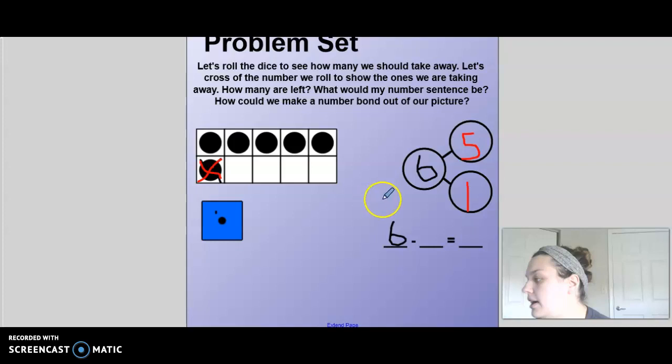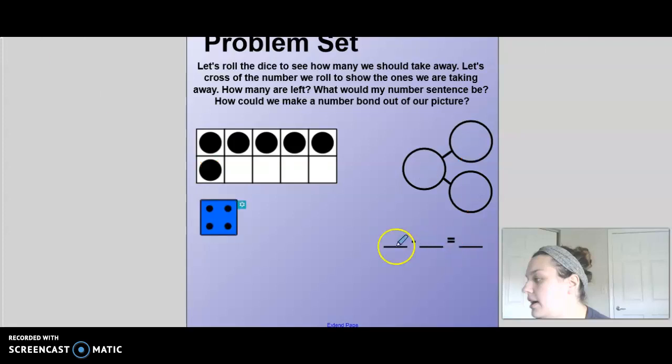Go ahead. So our whole was 6 minus we took away 1 equals 5 that were left. If you got this, great job. If not, it's okay too. We're going to keep practicing.